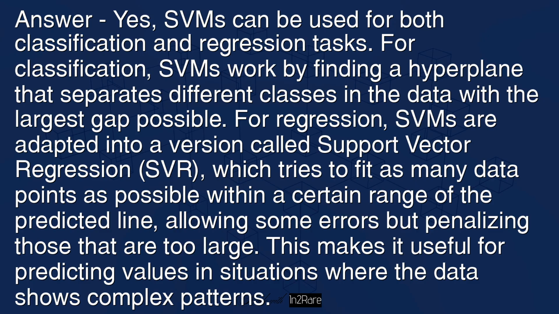Answer: yes, SVM can be used for both classification and regression tasks. For classification, SVM works by finding a hyperplane that separates different classes in the data with the largest gap possible. For regression, SVM is adapted into a version called support vector regression, SVR, which tries to fit as many data points as possible within a certain range of the predicted line, allowing some errors but penalizing those that are too large. This makes it useful for predicting values in situations where the data shows complex patterns.